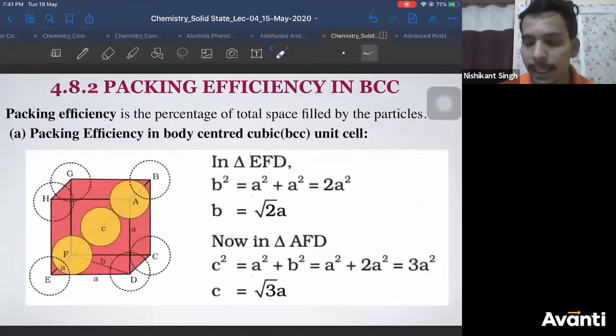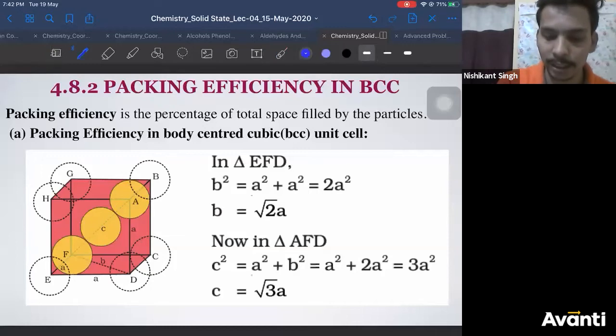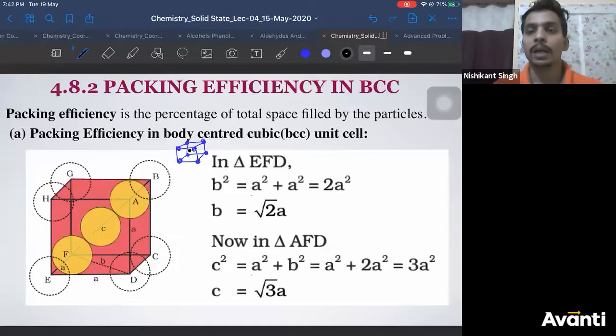Right, let's move towards BCC now. We'll derive it for BCC. Let me write the structure of BCC here in the corner. The structure of BCC says that you have particles at corners, and along with the corners, you have a particle at the center of the body. Now we need to check which particles are touching each other.